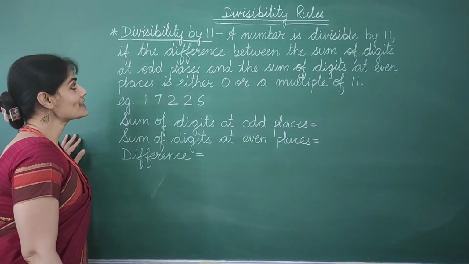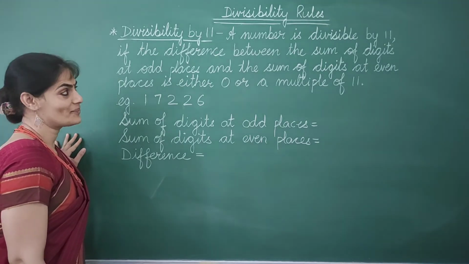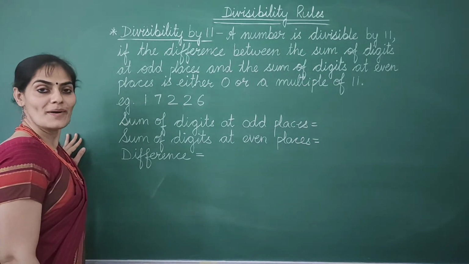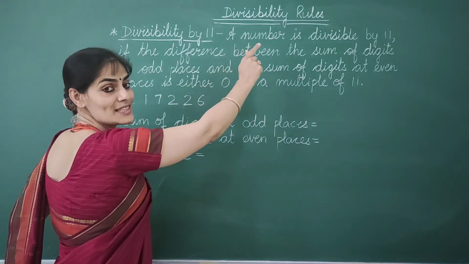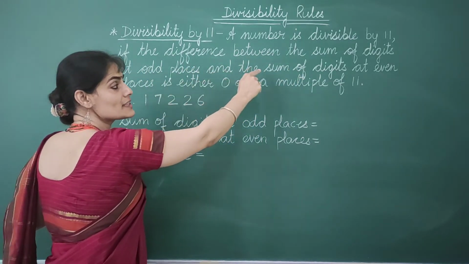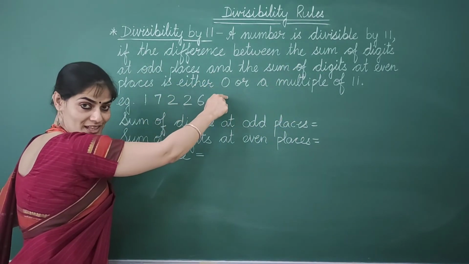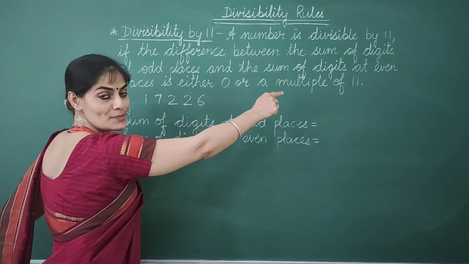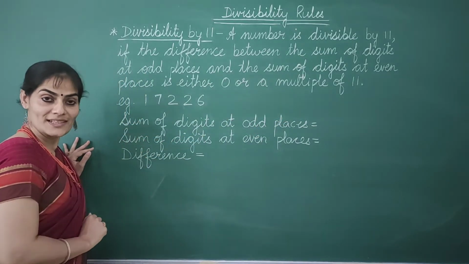Friends, let's learn the last rule, that is divisibility by 11. A number is divisible by 11 if the difference between the sum of digits at odd places and the sum of digits at even places is either a 0 or it is a multiple of 11. Let me explain this with the help of an example.